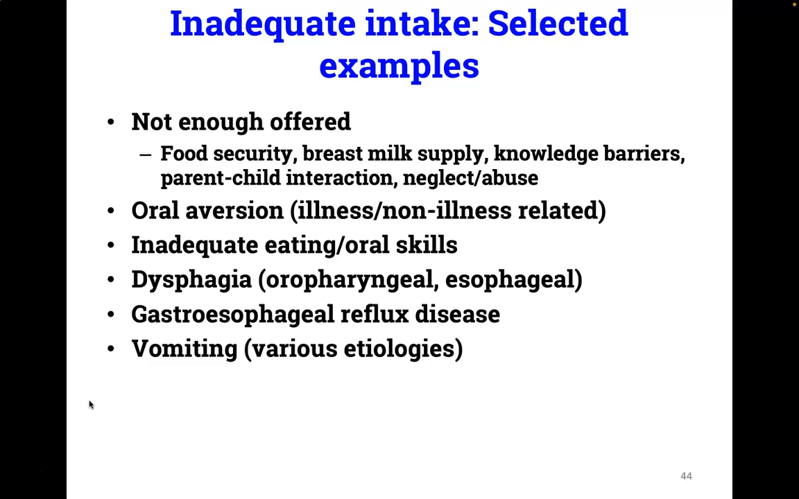Inadequate eating and oral skills, again, can be developmental or maturational issues. There may be dysphagia from either oropharyngeal or esophageal causes. Gastroesophageal reflux disease, when severe, can lead to oral aversion, or less commonly, because of excessive regurgitation with spit-ups, can lead to inadequate retention of food, which also would then lead to the last point, which would be vomiting due to various etiologies.